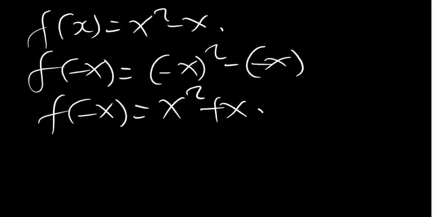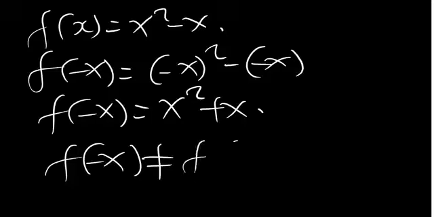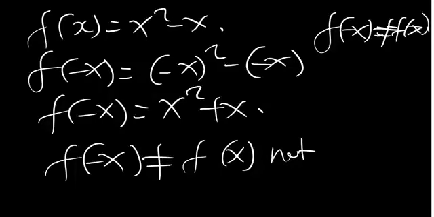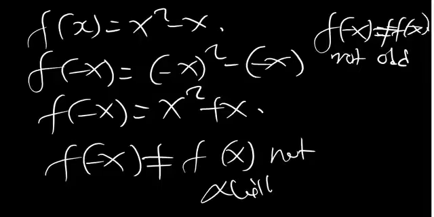Okay, so f of negative x is not equal to f of x, so this is not an even function. At the same time, f of negative x is not equal to negative f of x, so it's not an odd function. Therefore this function is neither. So this function is neither odd nor even.